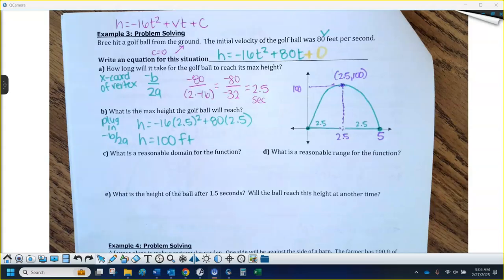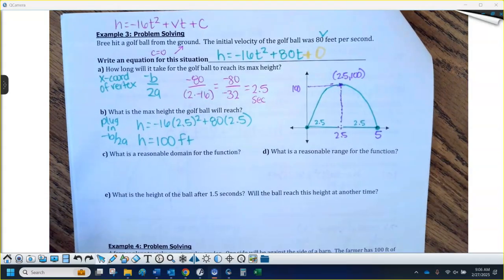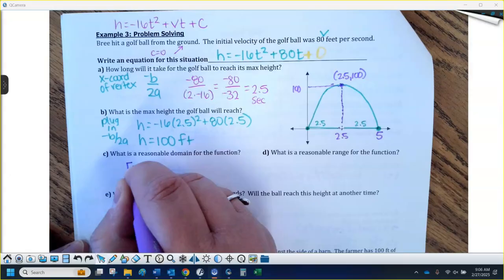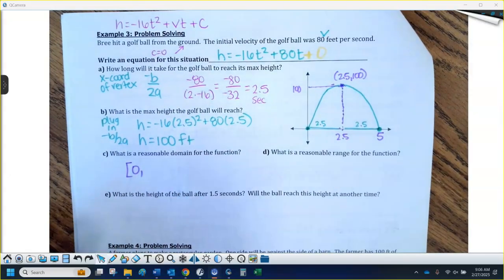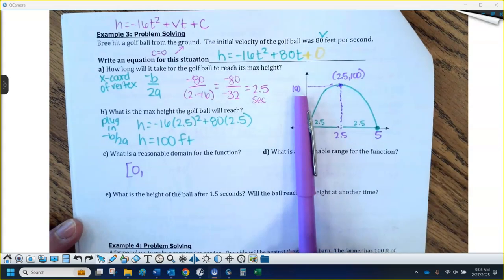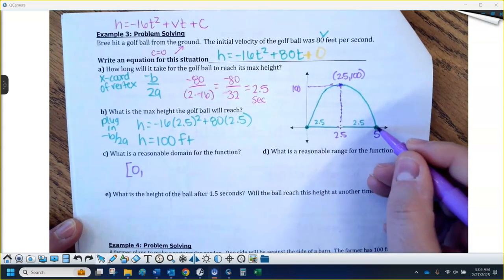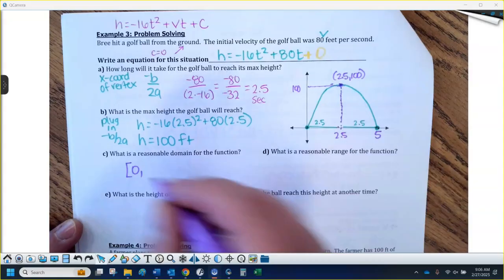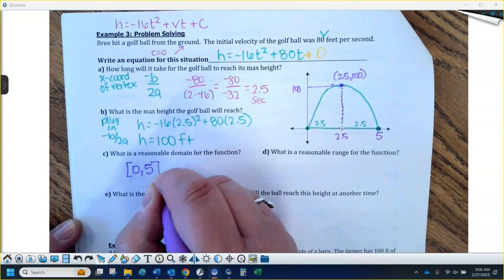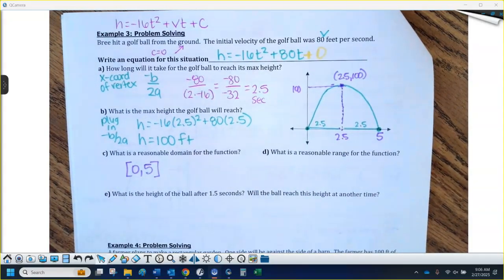Okay, so reasonable domain. Domain goes left to right. We're going to hit the golf ball, so no time has passed, so I'm not having negative time. And the golf ball is going to be back down to the ground after 5 seconds. So a reasonable domain here would be from 0 to 5. I'm going to use brackets for both of those because we're starting at time 0 and ending at time 5 seconds when it comes back down to the ground.